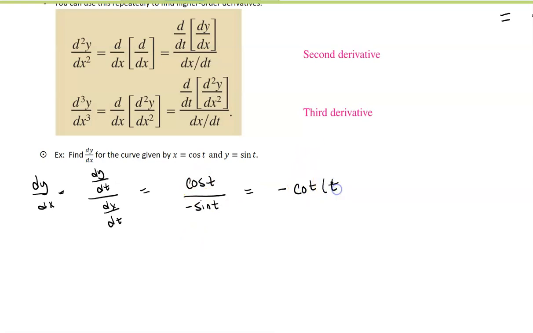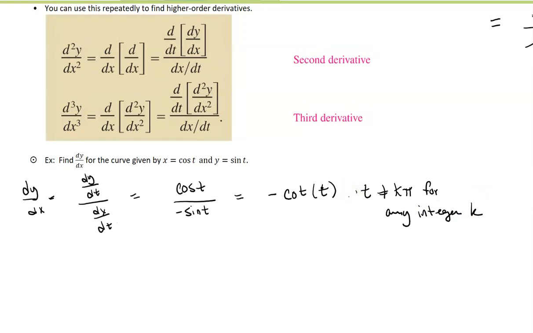And of course, we need to ensure that the denominator here is not equal to 0. So that means t cannot be equal to k times pi for any integer k. Just a little caveat that makes this thing well defined. Now, of course, you can always find the rectangular equations for this by eliminating the parameter and then finding the derivative there also. That would work as well.